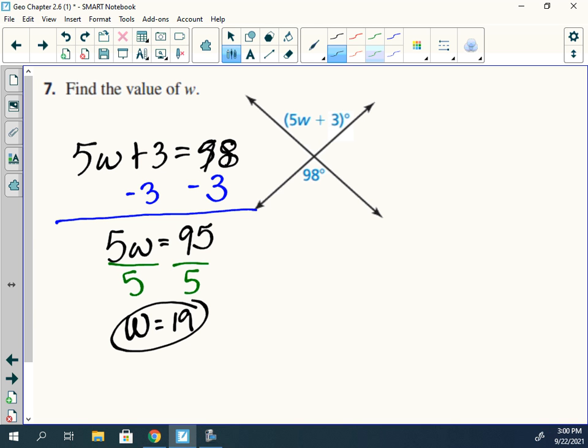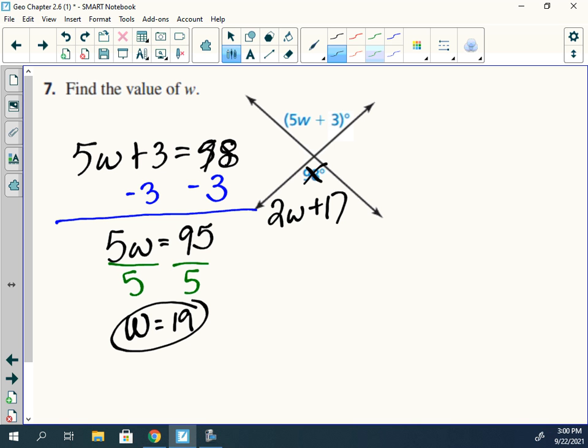Questions on this here. Now, if they didn't give me 98, say they gave me 2w plus 17. Wouldn't it be the exact same thing? We just set them equal to each other and then solve for the value of w. But that's it.